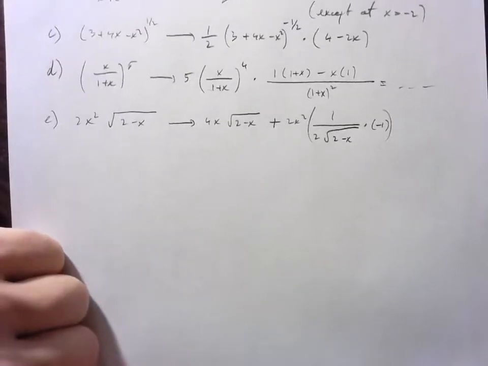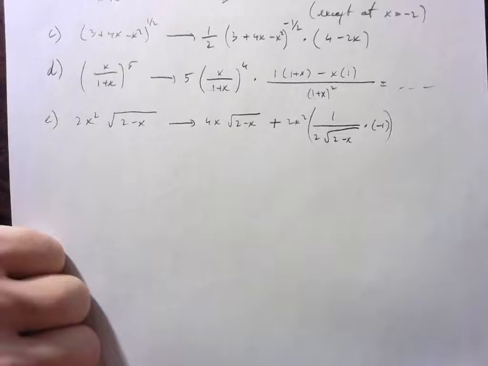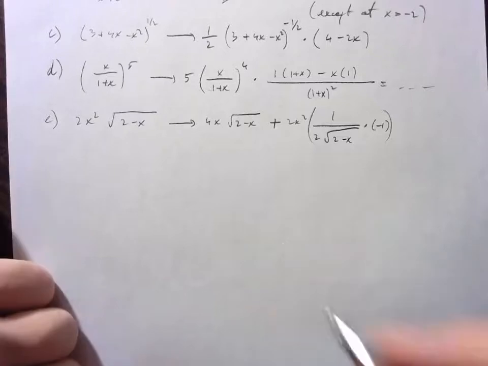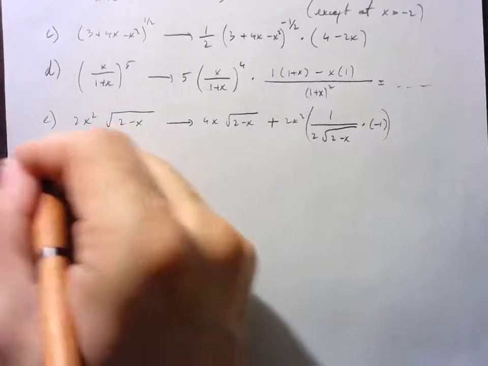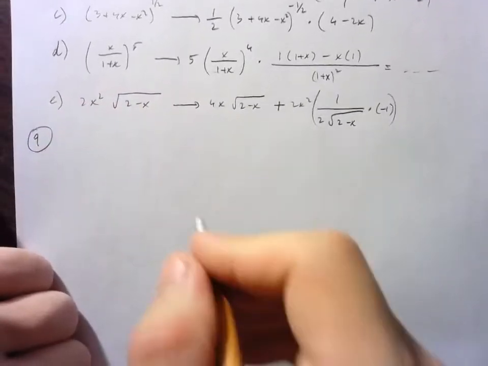So that's part E. Part F, again, I'm not going to do because that's just a combination of chain rule and product rule, and we've seen something very similar in class. Instead, I want to move on to problem 9. So problem 9 is a little more involved because it involves multiple chain rules.